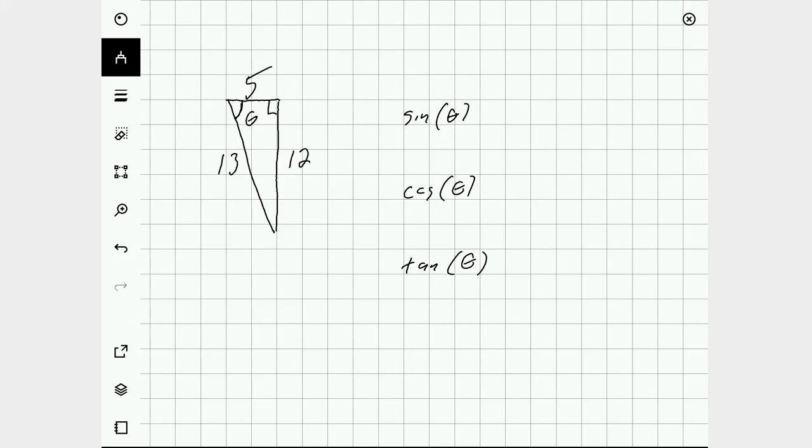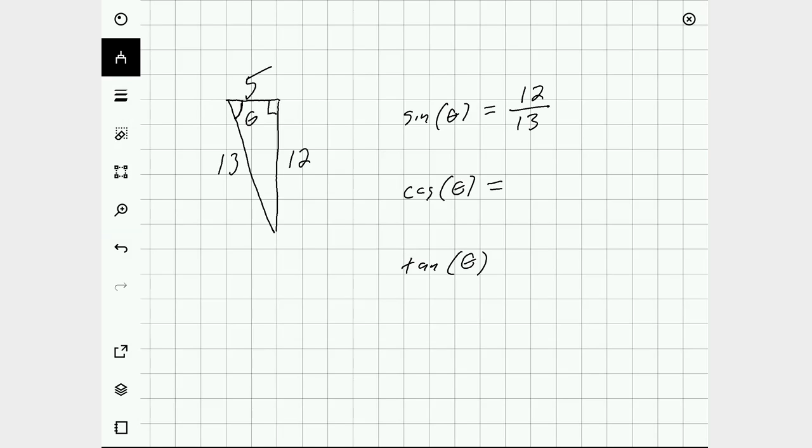Sine of theta is the opposite leg divided by the hypotenuse. The opposite leg is this guy over here, which we've written with a length of 12, and the hypotenuse is this guy over here, which we've given a length of 13. So if I take the opposite divided by hypotenuse, I get 12 over 13.